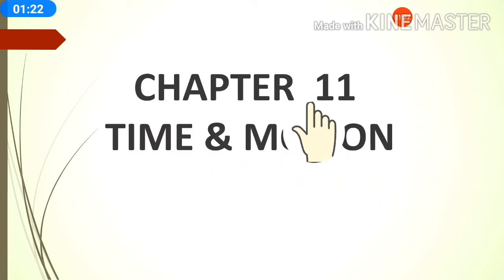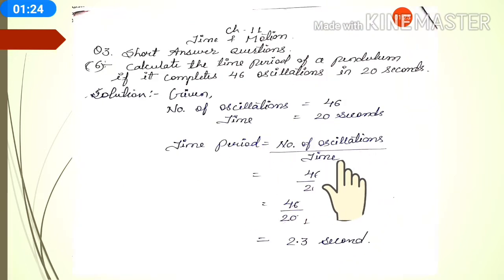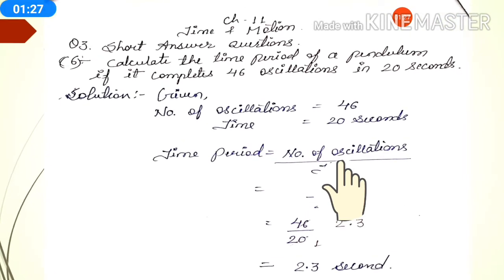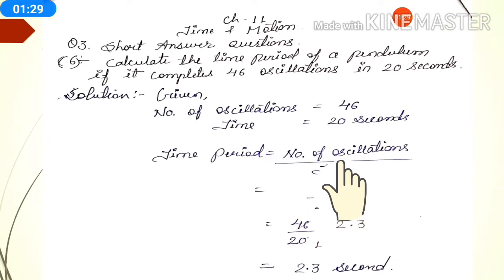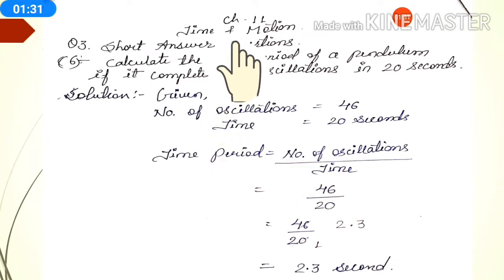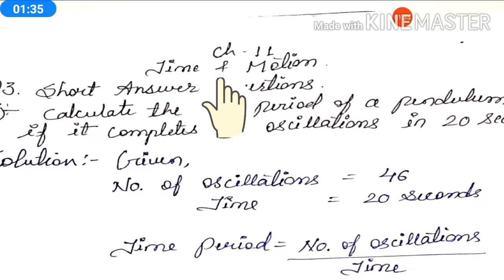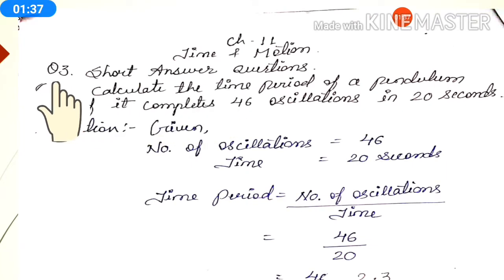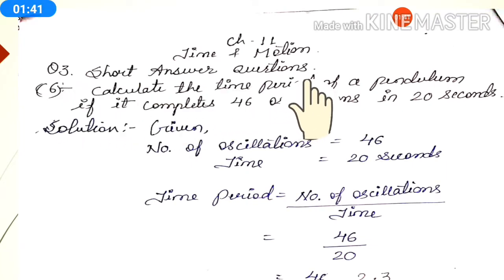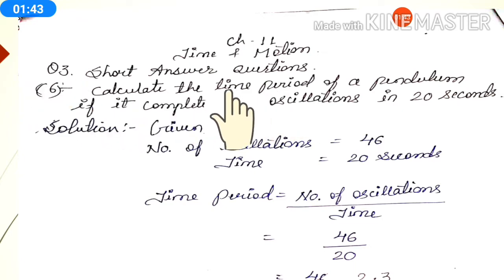So first we are going to revise chapter 11 time and motion numericals. Some numericals were left. So here I am going to teach you and explain the numerical questions. Chapter 11 time and motion, from your book exercise question 3, short answer questions.